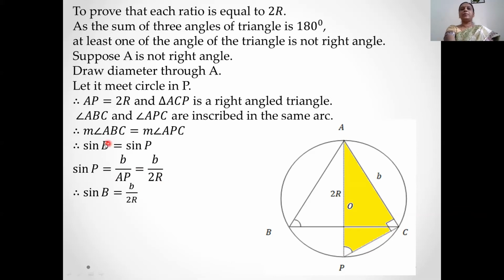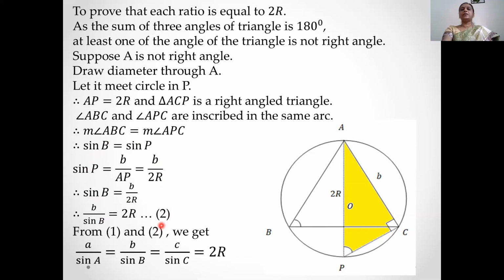Now this sine P and sine B are equal. Therefore, instead of this sine P, you put the value sine B. Means sine B is equal to b divided by 2R. Now consider this as equation 2 and the earlier one as equation 1. Compare equation first and second.